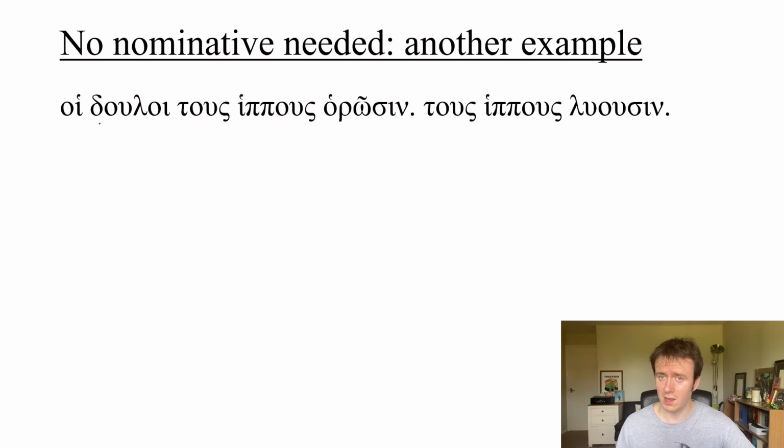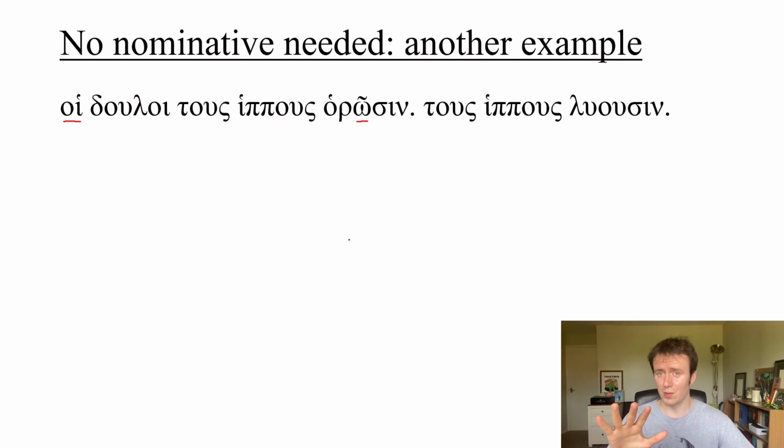We know that they're doing the action from the masculine nominative plural definite article hoi, the slaves. Horosin is "they see." We know the contract verb horao; here it's in the third person plural, present indicative active. And we know that contraction has taken place here. The circumflex is often a clue that a contraction has taken place.